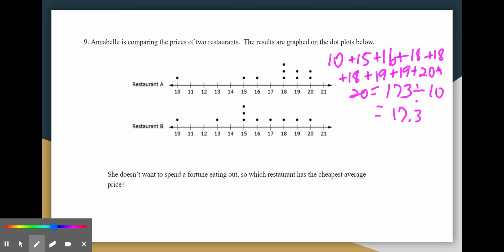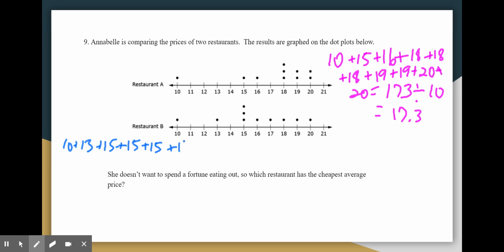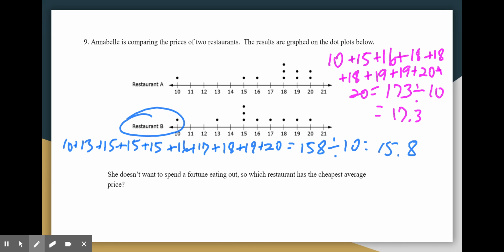So for restaurant B, we're going to add this together. So we have 10 plus we have 3 15s, 16, 17, 18, 19, 20. We're going to add those together. We get 158 divided by how many pieces of data or dots there are, which is 1, 2, 3, 4, 5, 6, 7, 8, 9, 10. So we get 15.8. So which one has the cheapest average? Restaurant B.